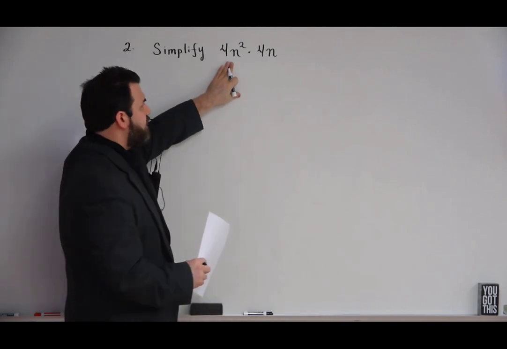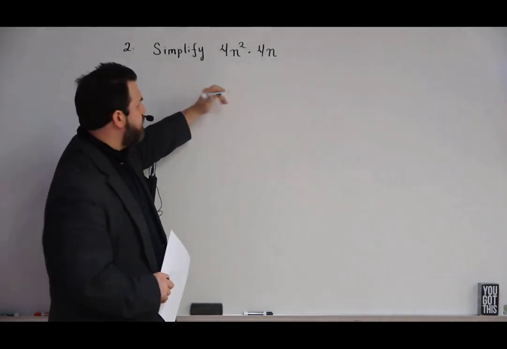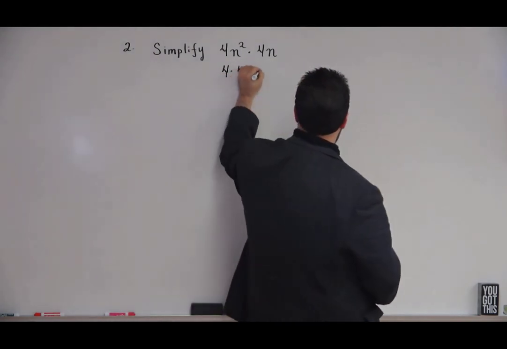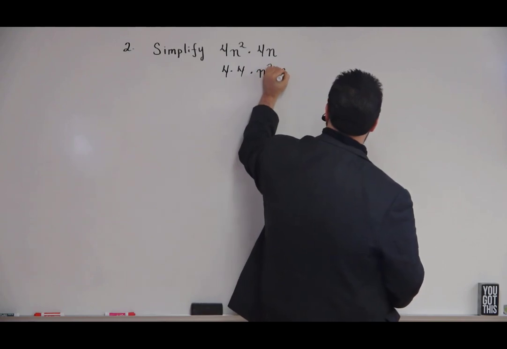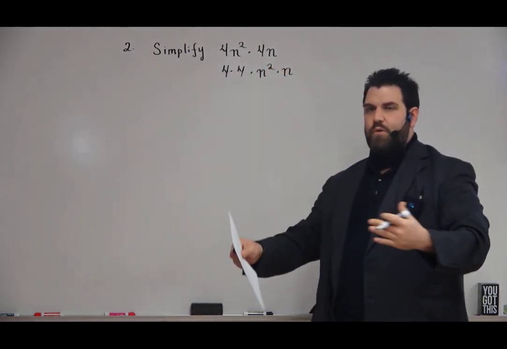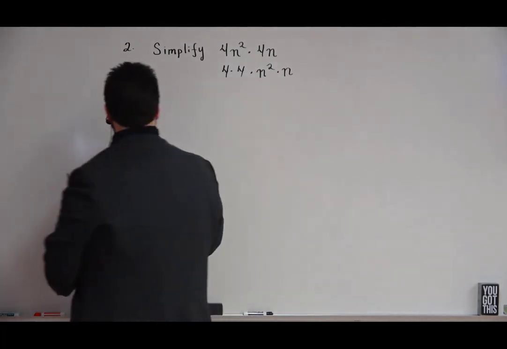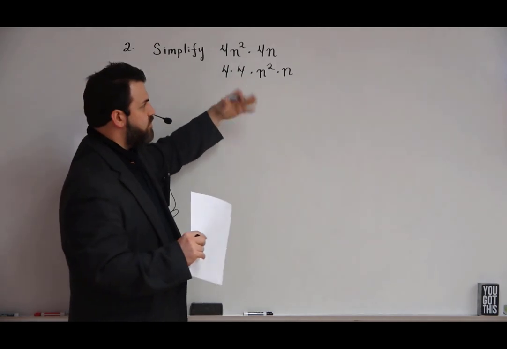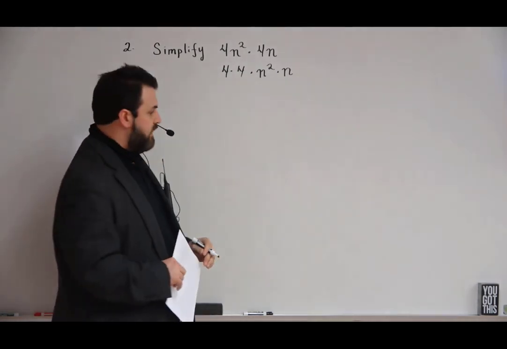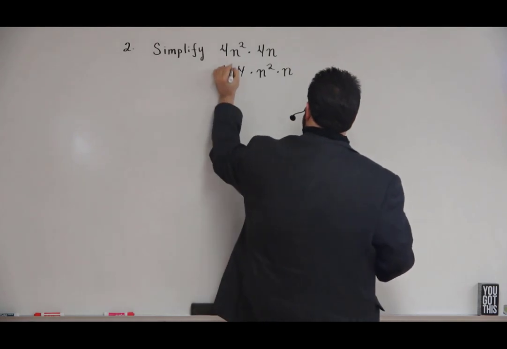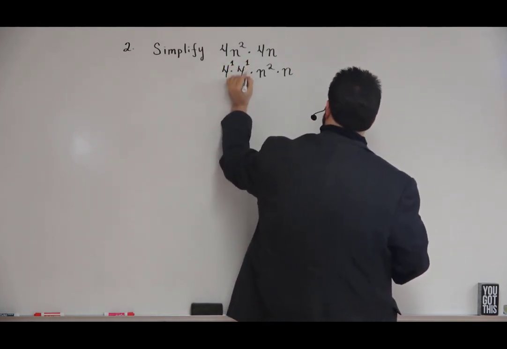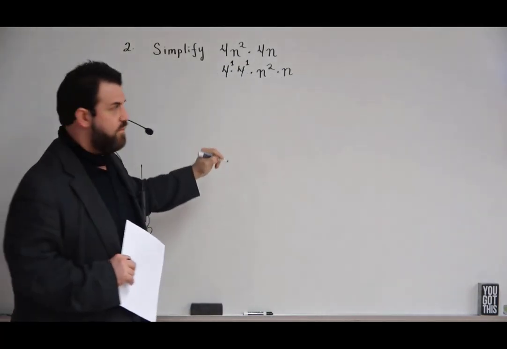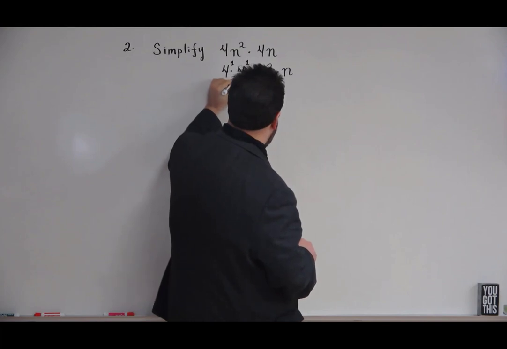For this next problem, I'm going to deal with it as if it really said 4 times 4 times n squared times n. I'm allowed to reorder the terms like that. I can put them in any order I want. It's all being multiplied, so it's okay. If there was addition in there, this wouldn't be possible. Now, if we really want to be clever, we could say this is 4 to the 1st power times 4 to the 1st power. So that's 4 to the 1 plus 1, which is 4 squared.